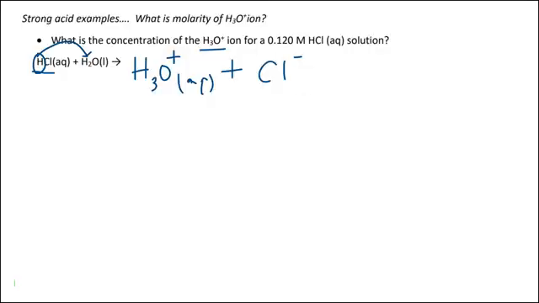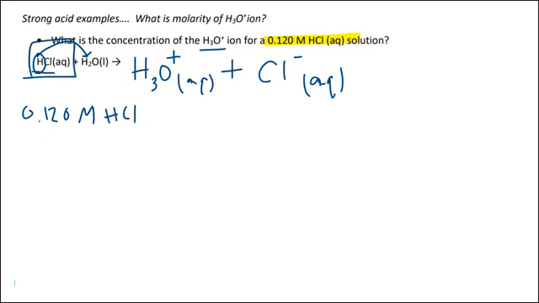Okay, so if we get back to this problem and look at the calculations here, I forgot to add that my chloride ion was in aqueous solution. Let's look at solving this. We're told that I have 0.120 molarity of HCl. And so we're starting with the concentration of my acid, and I want to know the concentration of my hydronium ion. So we are going from a reactant to a product.